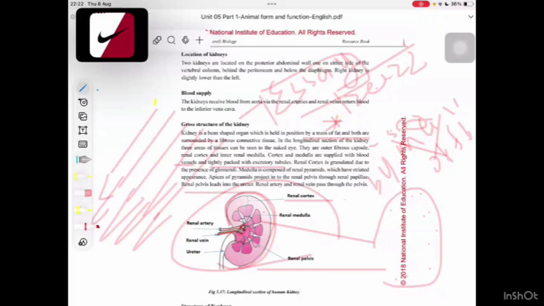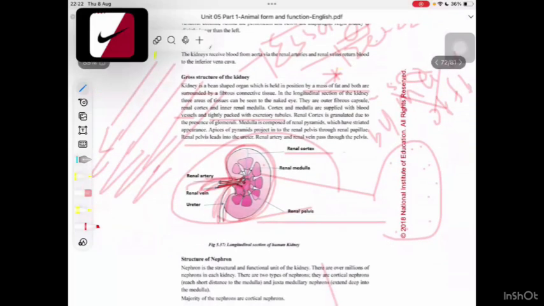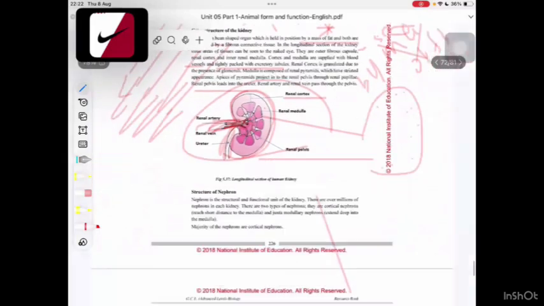The renal pelvis leads to the ureter. The renal artery and renal vein also pass through the pelvis. So that is the structure of the longitudinal section, the gross structure of the kidney.